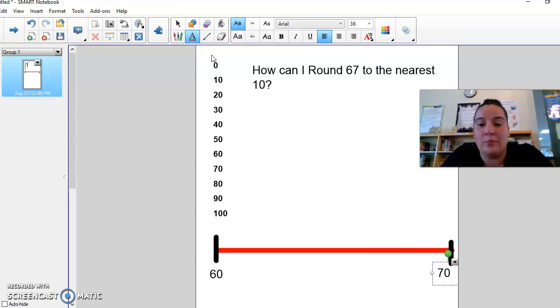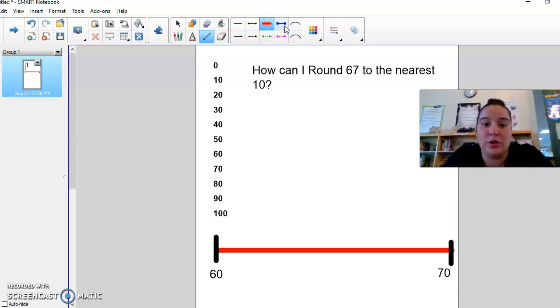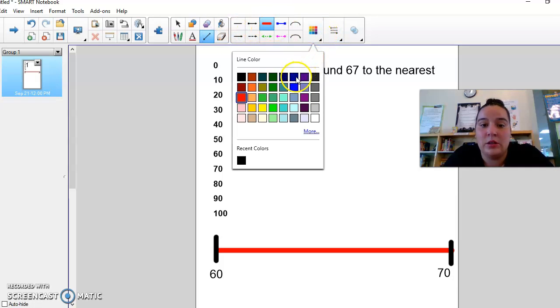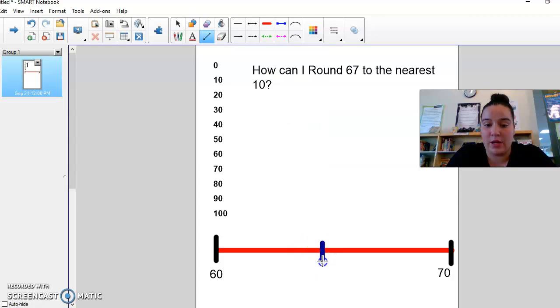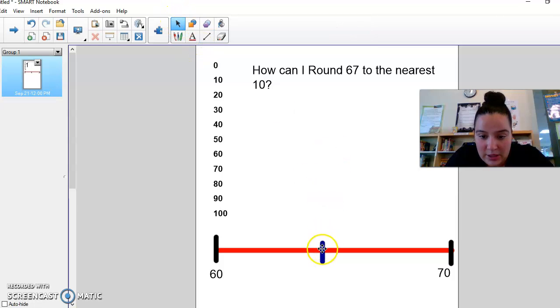Another point that's important to make on every number line we're going to use for rounding is we're going to make a middle tick mark. And I'm going to use a blue to show a middle tick mark. So I'm going to make my middle tick mark about halfway in between the two. Okay, and if it doesn't look like it's halfway, I'm just going to scooch it over just a pinch to make it look halfway. Okay, so I'm going to think about which number comes halfway between 60 and 70.